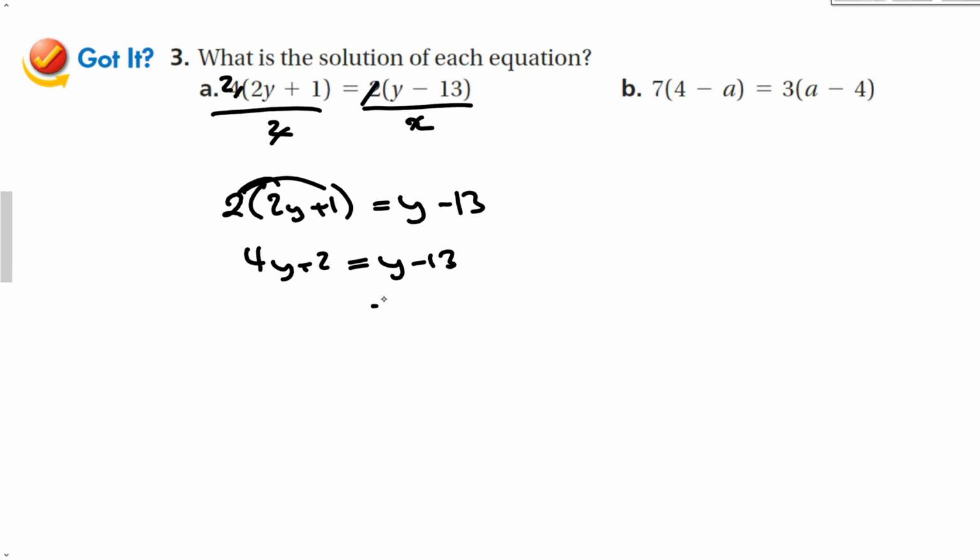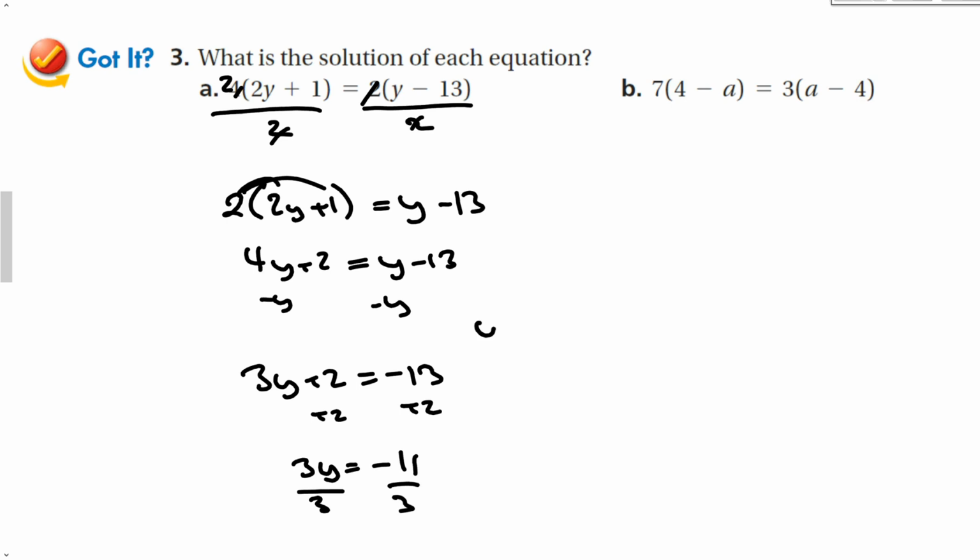All right, same thing now. We're going to subtract y from both sides. We have 3y plus 2 is equal to negative 13. Add 2. 3y is equal to negative 11. Divide out the 3. And y is equal to negative 11 over 3. Okay? Let's look at part B.